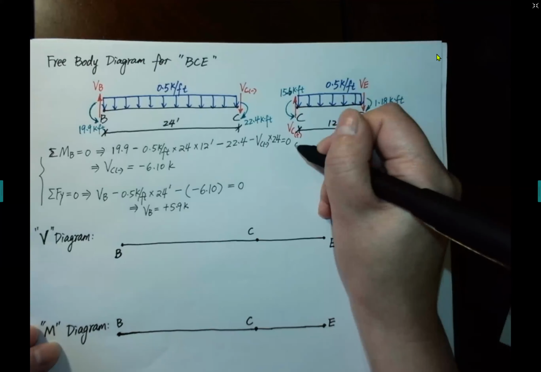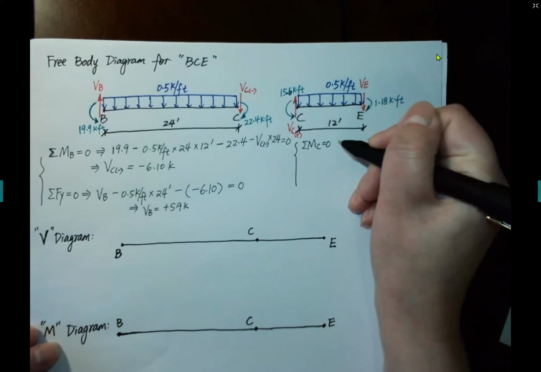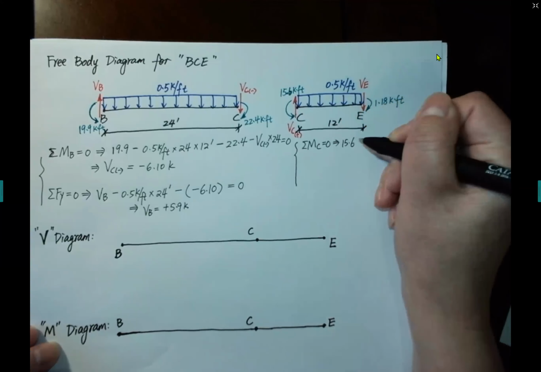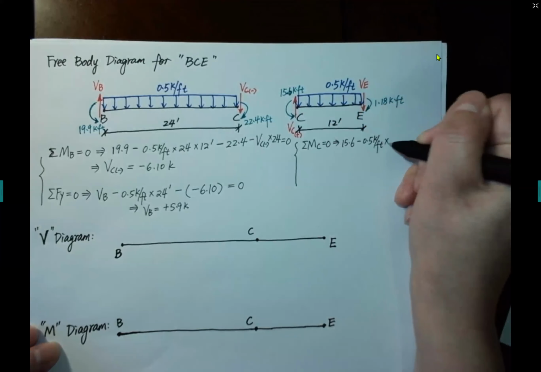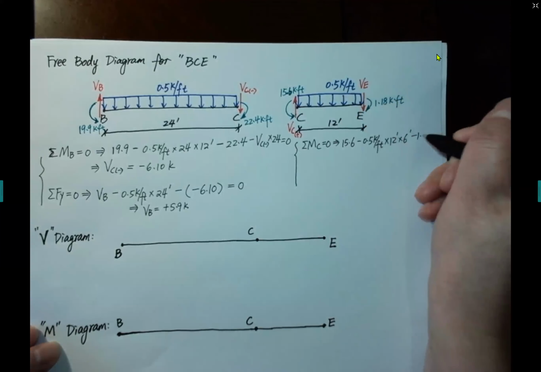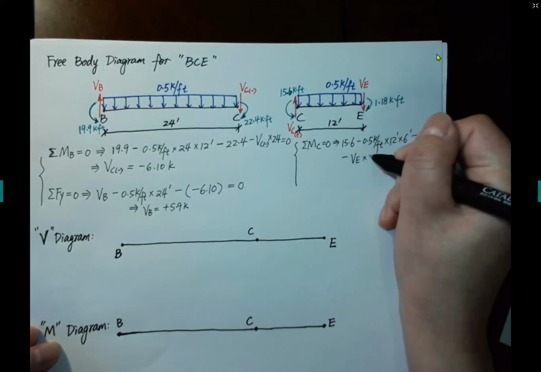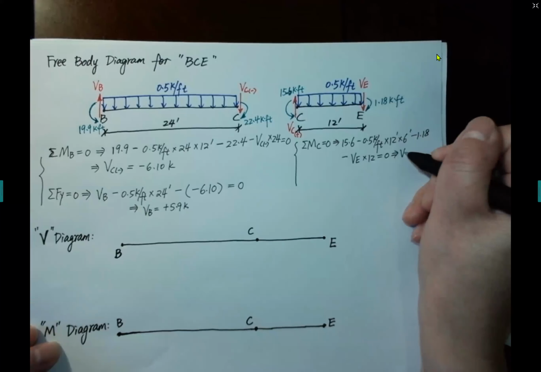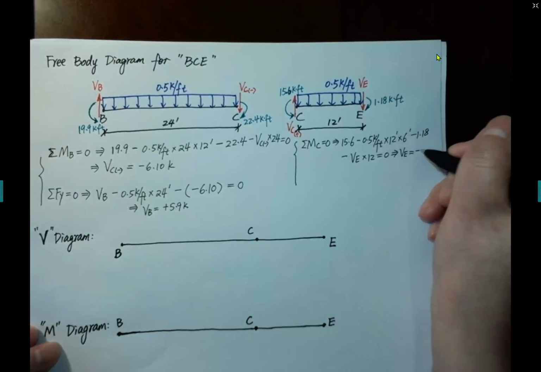And first, sum the moment at C equals to zero. And get 15.6 minus 0.5 kip per linear foot times 12 times 6, minus 1.18, minus VE times 12 equals zero, and get VE equals negative 1.79.